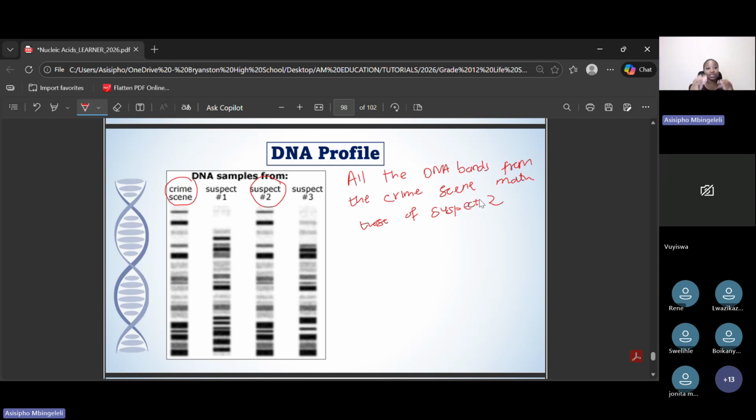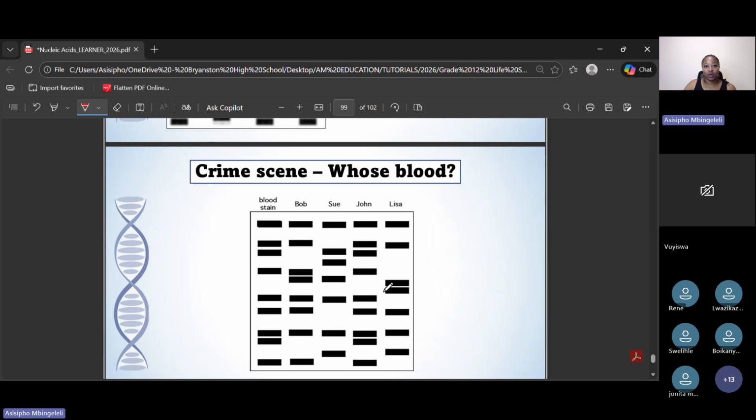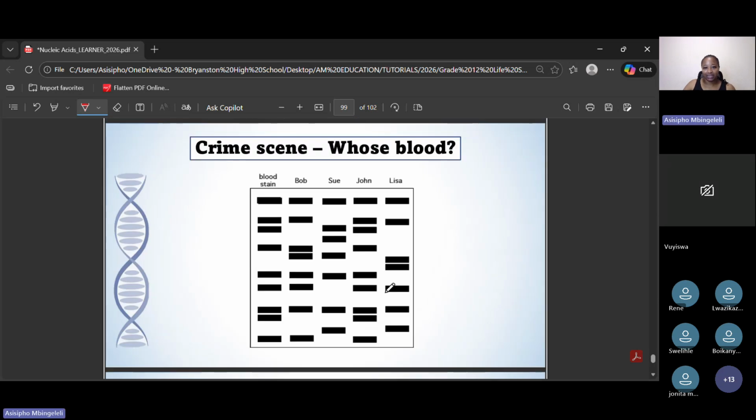So if they had given you the names of the suspects, I'm going to use male names, I'm not sure why, but if they had said Vuyo, Cole, and Zugo. So if this was Cole, you will need to mention Cole's name. All the DNA bands from the crime scene match those of Cole. You have to be specific. Okay. There's another one.